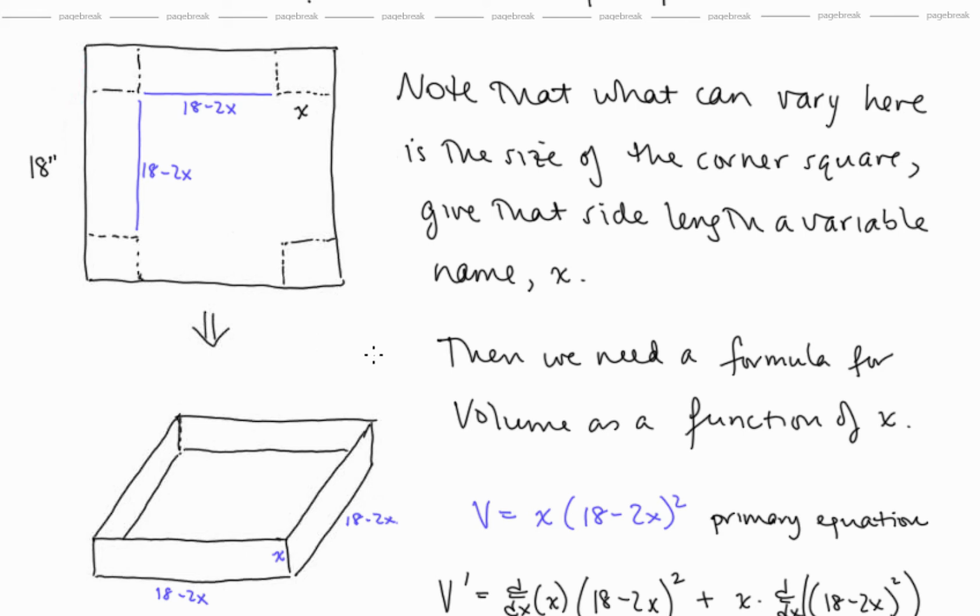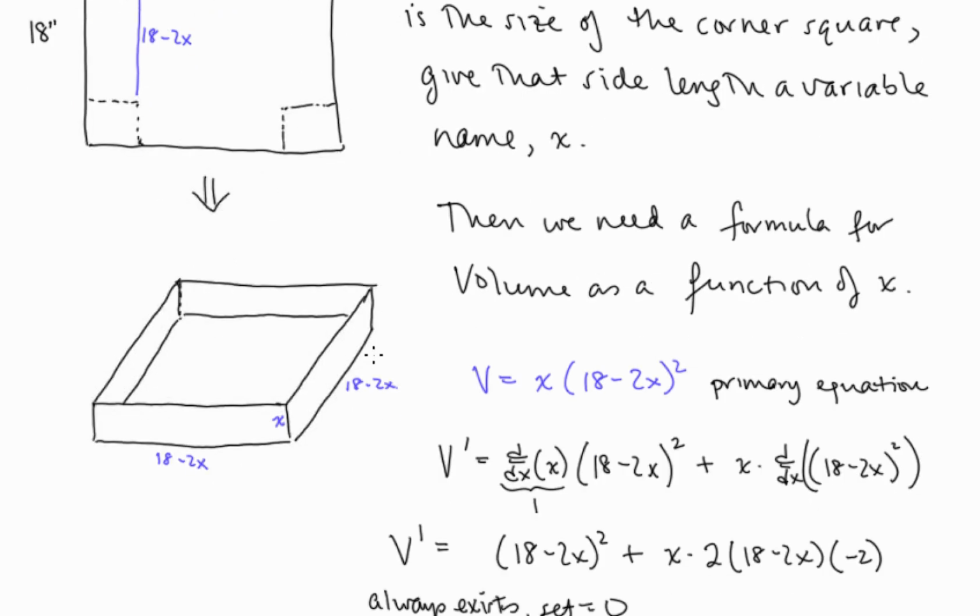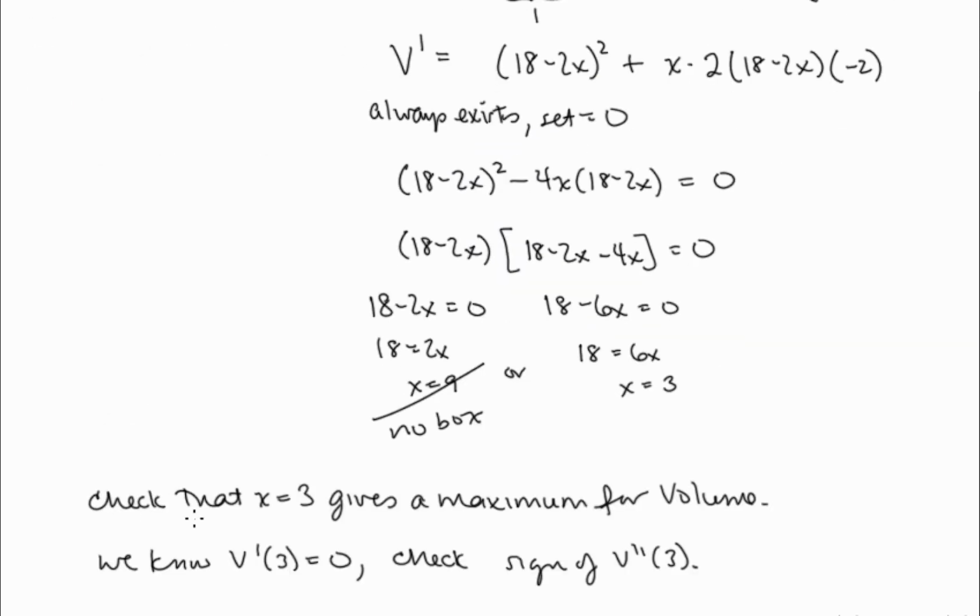Let's just check that in fact x equals 3 gives a maximum for volume. Well, we know that V prime of 3 is equal to 0, and so we just need to check the sign of V double prime of 3. We want to see that that sign is negative. That would tell us our function is concave down at this point where slope is 0, and that would give us a maximum at x equals 3.